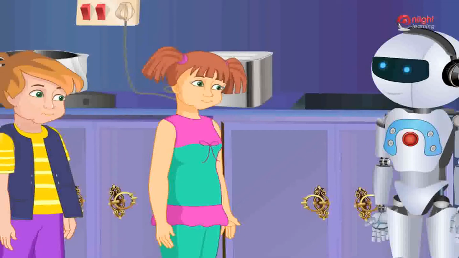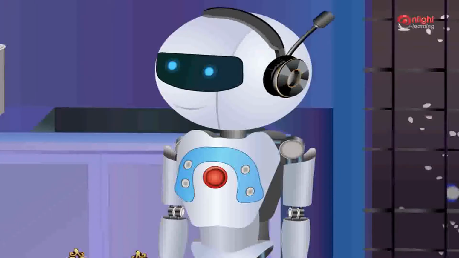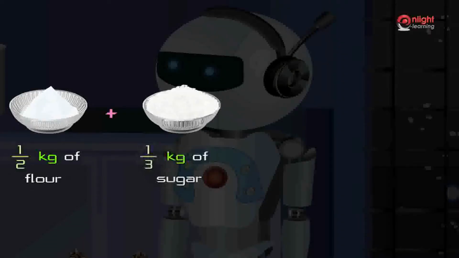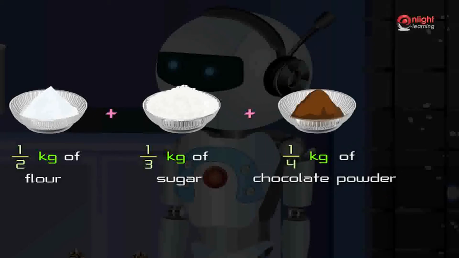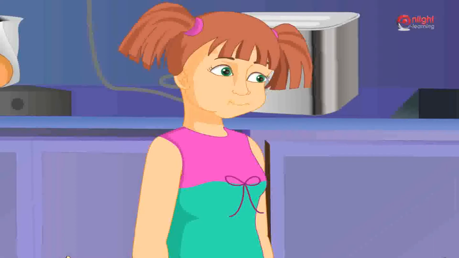Can I ask you something? Sure, Chitti. You have added half kg of flour, 1/3 kg of sugar, and 1/4 kg of chocolate powder. Can you find the weight of the mixture of these 3 ingredients? We know how to add like fractions, but these fractions are different.